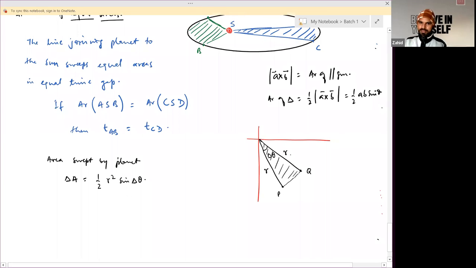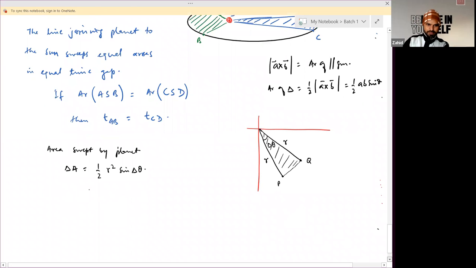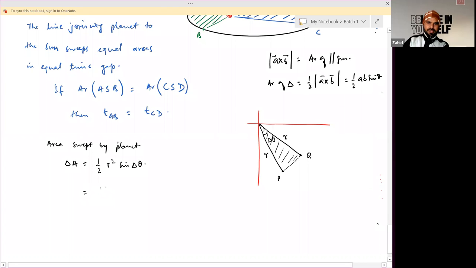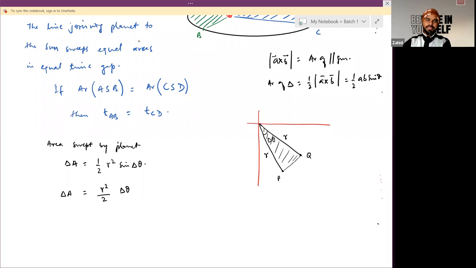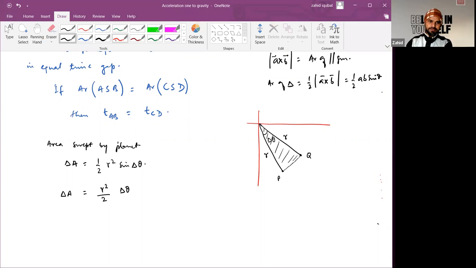I've taken A and B to be R in this part, and theta is delta R. So if theta is small, we can write sine theta equals just theta. So we may write it as R square by 2 times theta equals delta A. Now divide each term by delta t and take the limit.